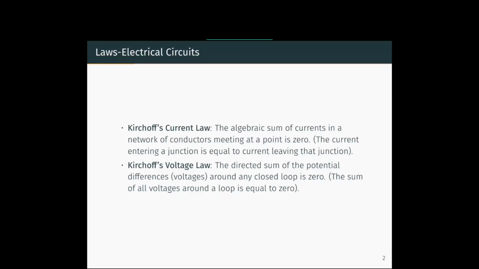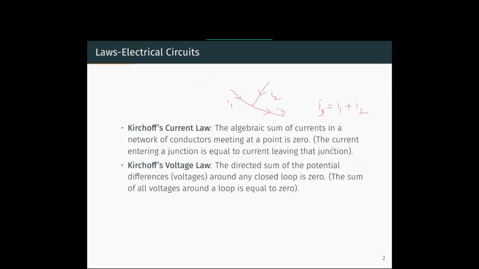Kirchhoff's voltage law. What does Kirchhoff's current law state? It states that the algebraic sum of the currents in a network of conductors meeting at a point is zero. That means the current entering a junction is equal to the current leaving that junction. Suppose the currents entering the junction are I1 and I2, and the current leaving the junction is I3, then I3 is equal to I1 plus I2. So the sum of all the currents meeting at a point is equal to zero.